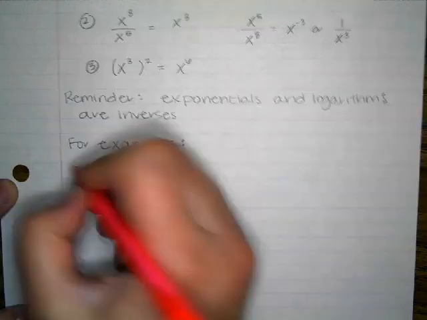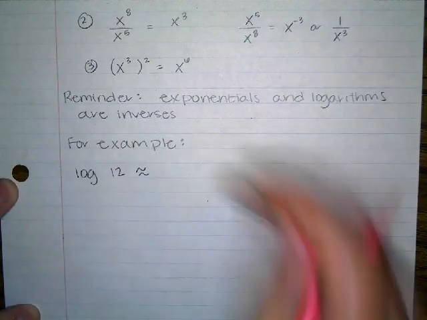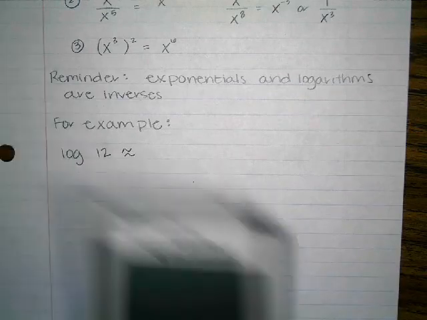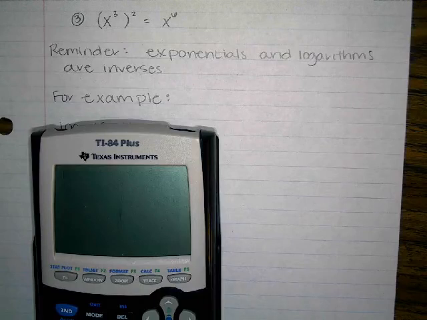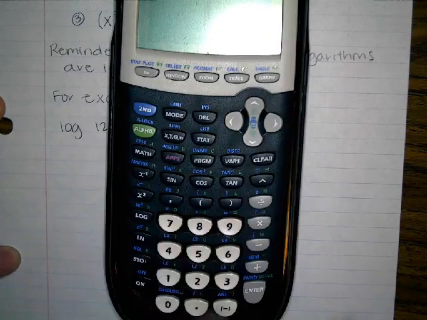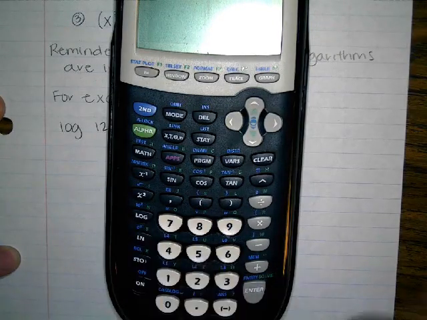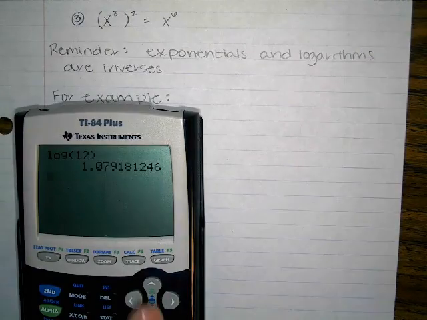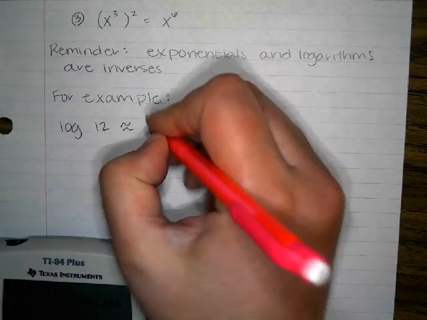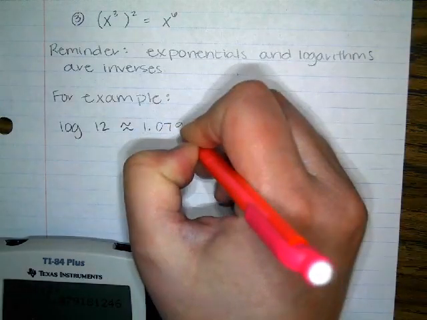Okay, we're going to find the decimal for log 12. So just hit the log button, and then type the number 12. So I'm hitting the log button right here, and then I'm typing the number 12, log 12. Okay, 1.079. Okay?